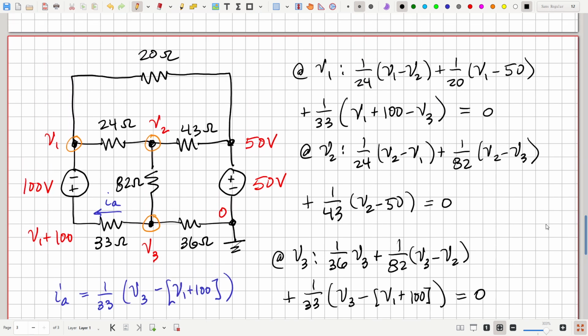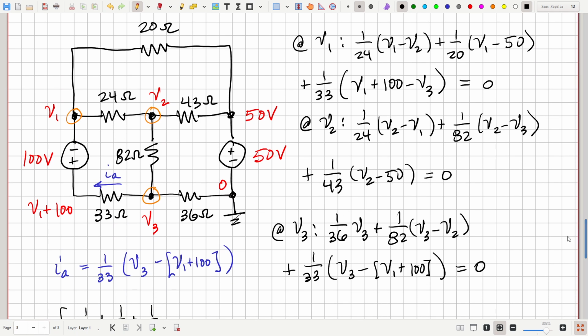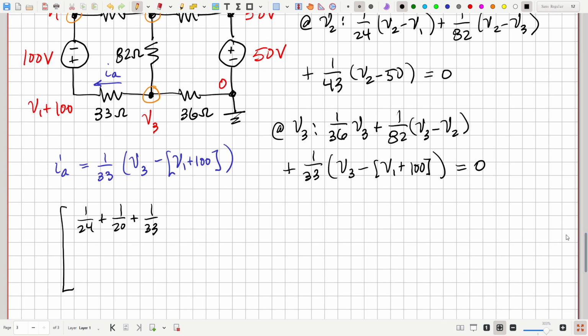So all the V1 terms here, it's going to be 24, 20, and 33. All the resistors that carry current coming out of this node. So 1 over 24 plus 1 over 20 plus 1 over 33. How about the V2 term in there? Minus 1 over 24. And the V3 term would be minus 1 over 33.